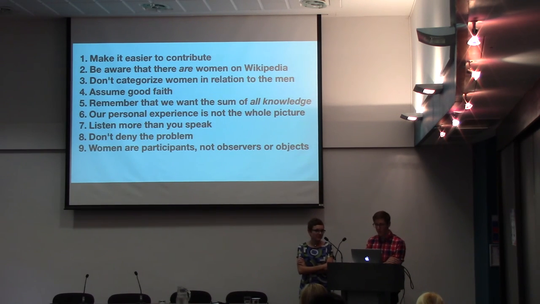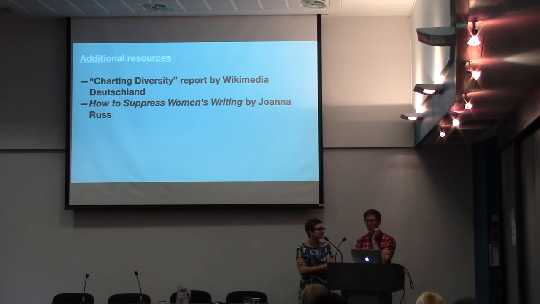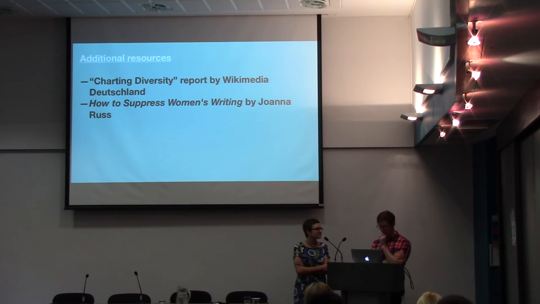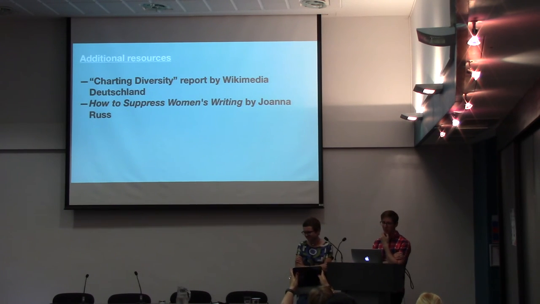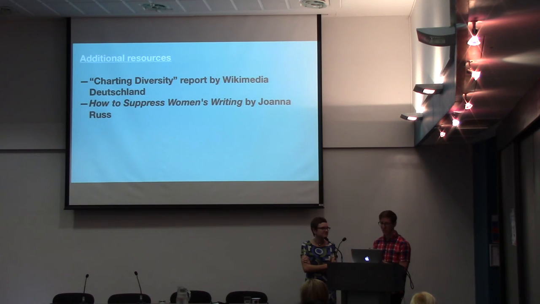Yeah. And then there are two additional pieces of writing that are way more in-depth and useful than this talk. One is this new Charting Diversity report, which is in English and German by Wikimedia Deutschland. It gathers up a lot of the existing research and breaks down the problem in a really good way. I encourage you all to read it if you're interested in the topic more. And the second thing is this book from the 80s called How to Suppress Women's Writing by Joanna Russ. Basically, we stole all our talk from this book. Creatively reused. Even though it's about the publishing industry and writing, it has a lot of useful analogies for how we relate to women on Wikipedia, since it's such a writing driven project.